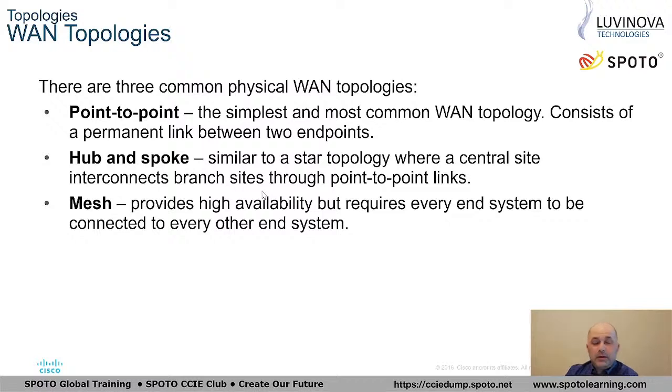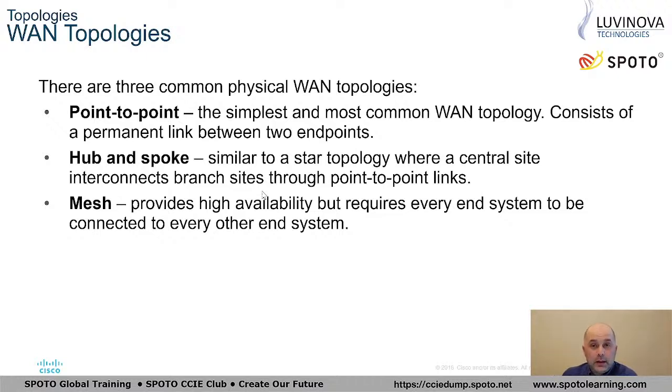There are three common physical WAN topologies. Point-to-point is the smallest and most common WAN topology, consisting of a permanent link between two endpoints. I gave you the example before, when two sites are connected to each other with a dedicated leased line, so they are using a point-to-point connection.